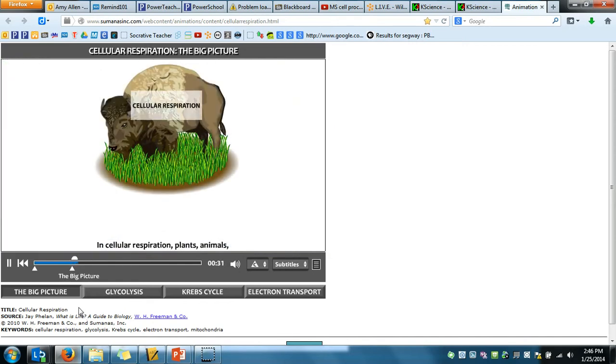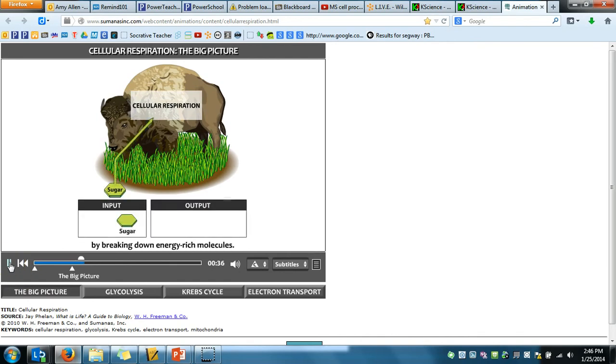In cellular respiration, plants, animals, and all other living organisms harvest energy by breaking down energy-rich molecules. You can see the bison is taking in sugar through the grass that it eats. Its body breaks down the grass into sugar molecules. In this example, a bison ingests grass, digests the food, and delivers food molecules to cells of its body.